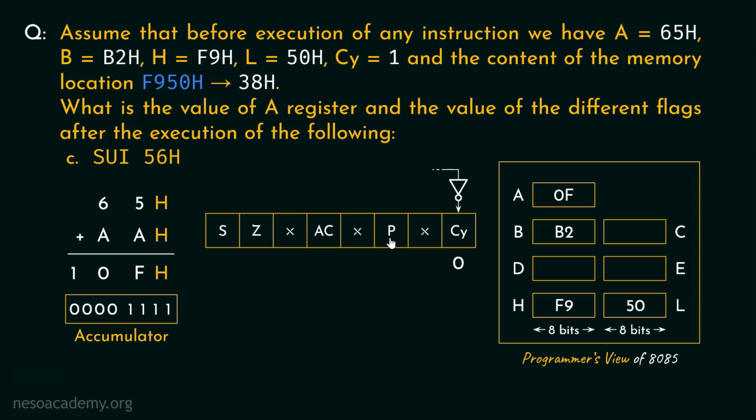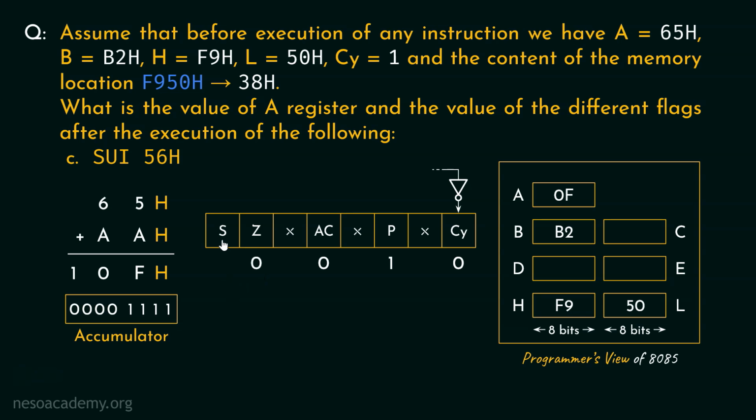Coming to the P flag, that is parity. For this, as I told you, within the accumulator, we must have an even number of ones. How many ones do we have currently? 4 ones, which happens to be an even number. So the parity flag is going to be set. What about the AC flag? If you notice, we added 5 with A, and the result was F. So no auxiliary carry, right? So the auxiliary carry flag will also be reset. Coming to the Z flag, since the accumulator doesn't contain all zeros, it will be reset as well.